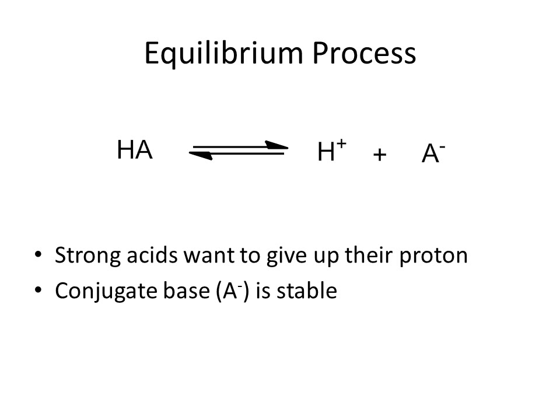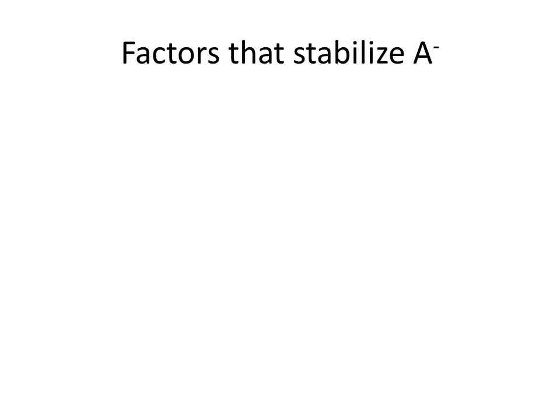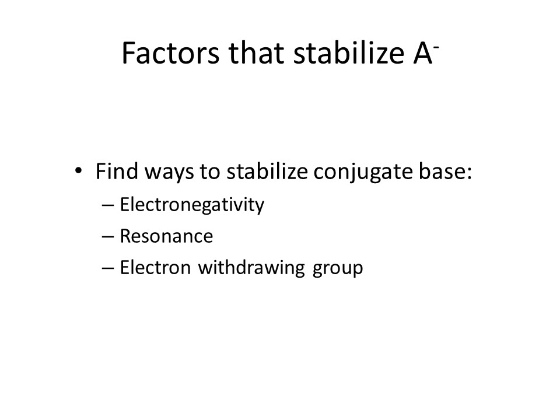For strong acids, the conjugate base A- is stable. And so if we can find ways to stabilize the conjugate base, we can then increase the strength of a given acid. So when trying to rationalize the strength of acids, what you're basically looking for are factors that can help stabilize A-, the conjugate base. So look for different factors, such as electronegativity, resonance, or the presence of an electron withdrawing group.